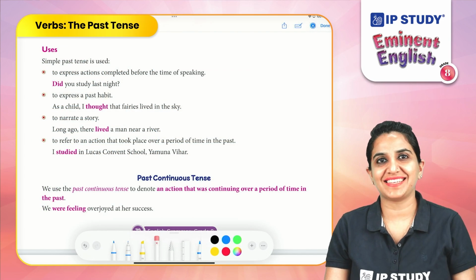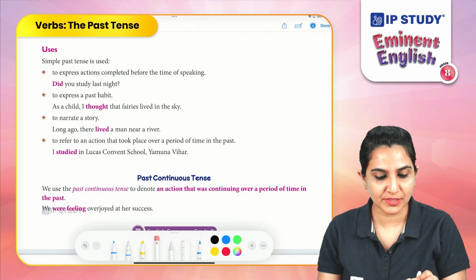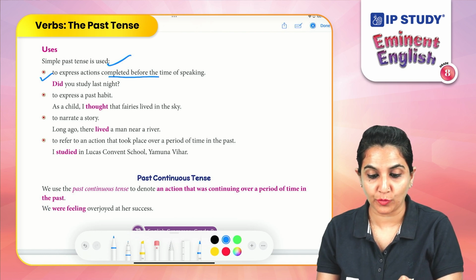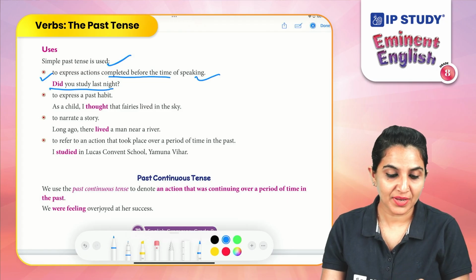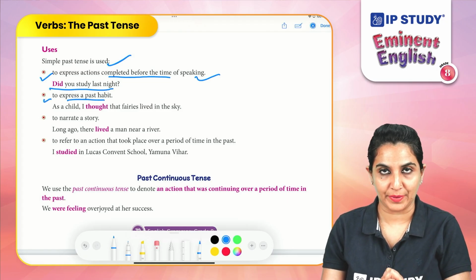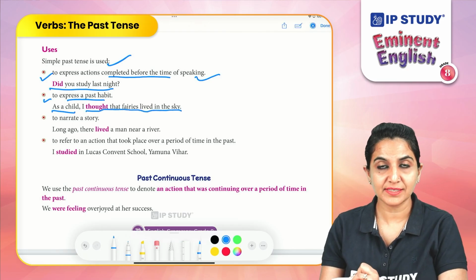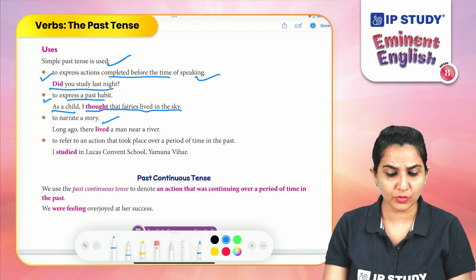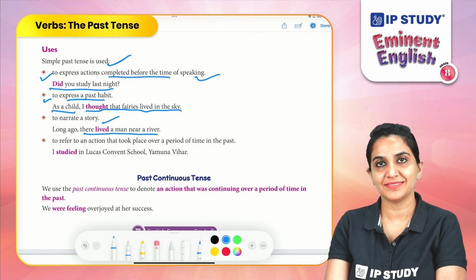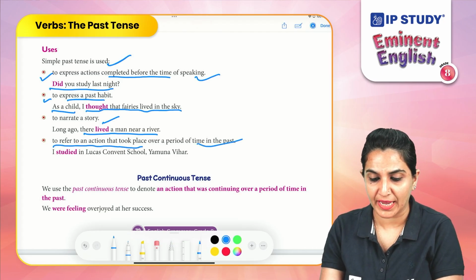Now let's understand some uses of the simple past tense. Simple past tense is used to express actions completed before the time of speaking. Did you study last night? To express a past habit. As a child, I thought that fairies lived in the sky. We also use it to narrate a story. Long ago, there lived a man near a river. To refer to an action that took place over a period of time in the past.